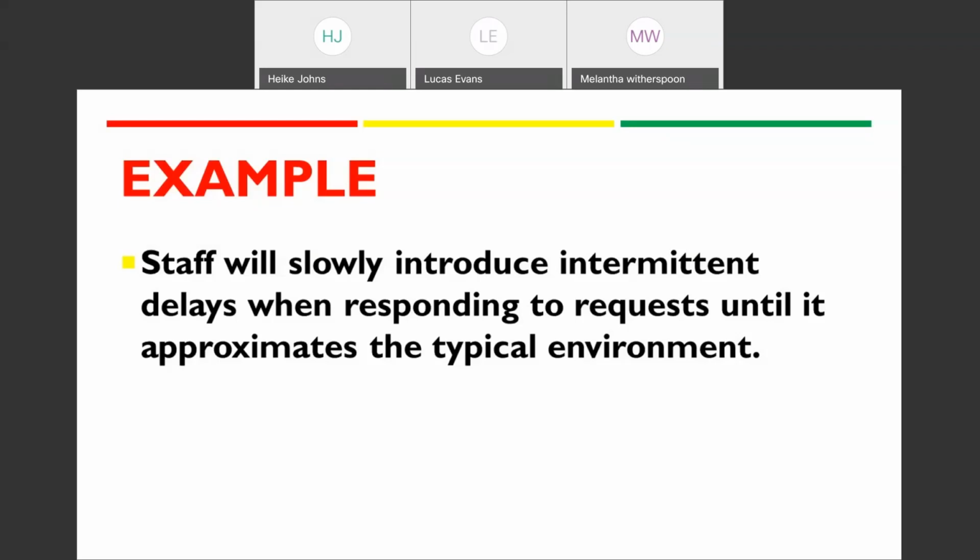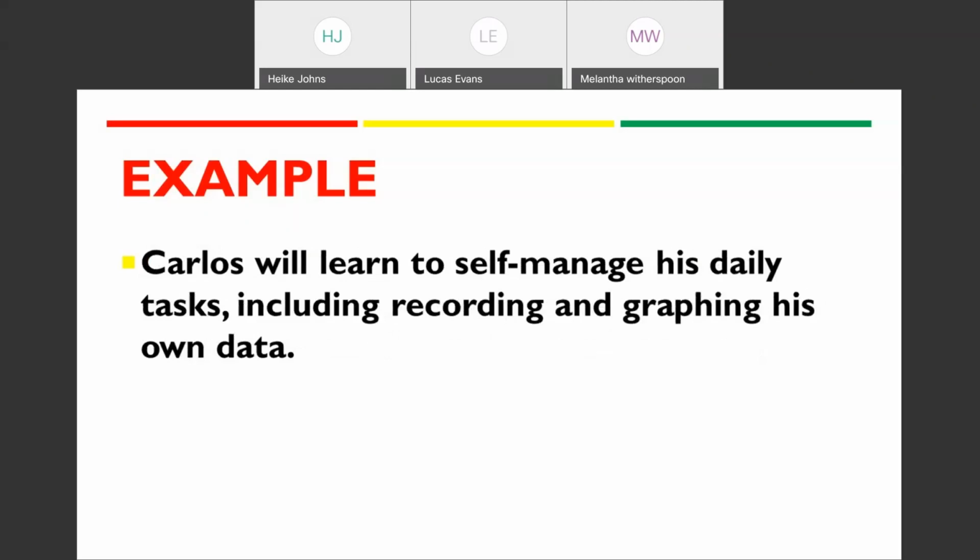And so with this example, staff will slowly introduce intermittent delays, so slowly increasing the amount of time that the person has to wait on something prepares them for waiting in any environment, because the time in which we would have to wait on a person to respond, wait on a person to provide us with our requests, those times vary. And so that's why that's a good example.